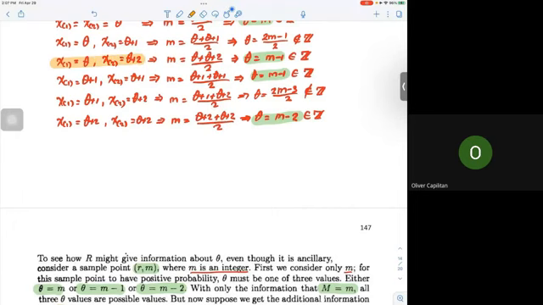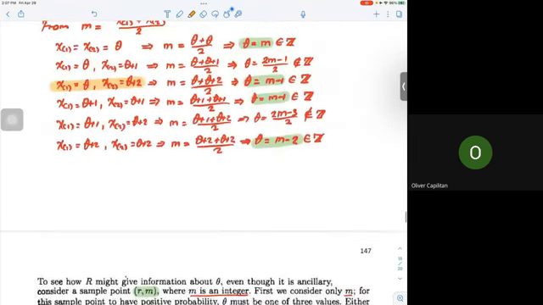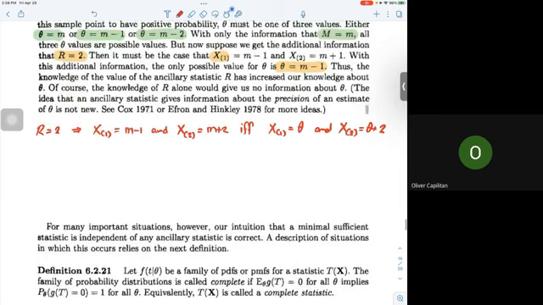That implies that the only possible value of our theta is equal to m minus 1. We can see that in this part. Theta is equal to m minus 1. So, given the value of our range, of course, the knowledge of the value of the ancillary statistic R has increased our knowledge about theta.